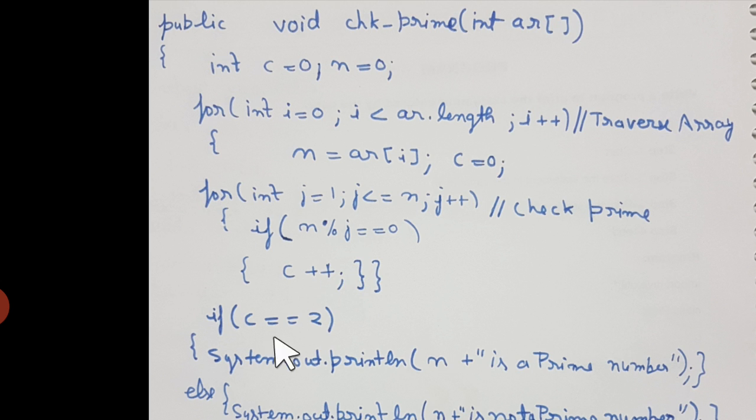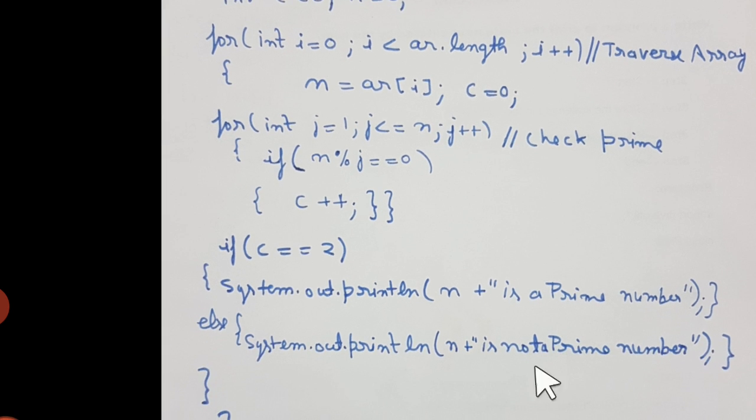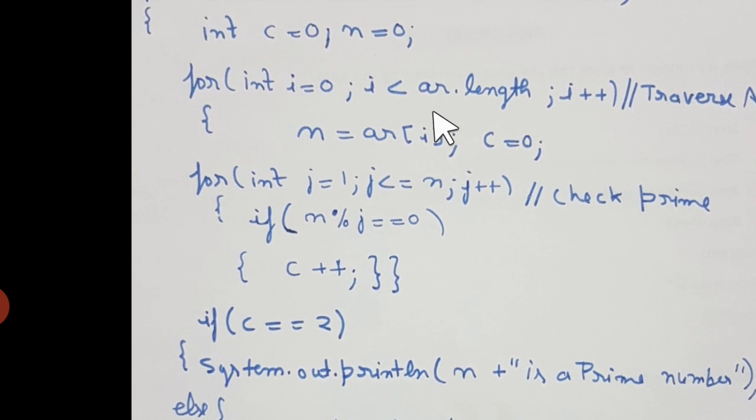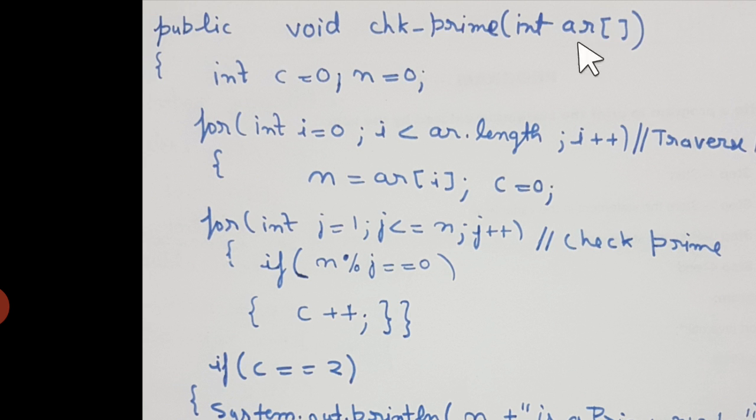After that, if c equals 2, so if the factors count is 2, then n is a prime number. Otherwise, n is not a prime number. You can see in this program that just to reduce the complexity, I have copied the ar data element by specifying the name of the array and the index, and I've copied this to n. It becomes a normal variable, and then I can apply the logic of prime upon this. Please practice it again and again. It's a very good idea.